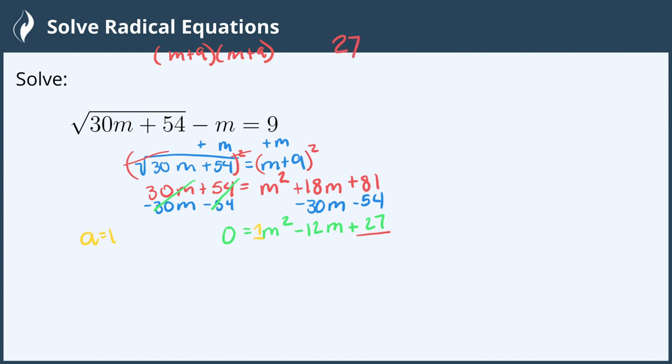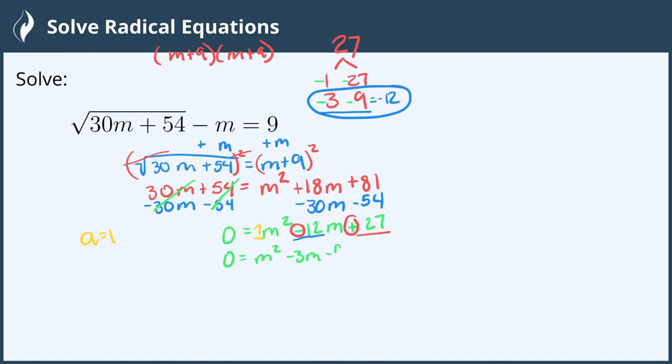So we'll go up here and do 27. It factors into 1 and 27 and 3 and 9. Then we look at our signs. This positive says that all of the factors will be the same sign, and this negative tells us what those signs are. So we can go ahead and fill this in, that all of these will be negative, and we want a pair that will give us the number negative 12. Negative 3 plus negative 9 is negative 12, so we'll use those two factors, and we'll replace our negative 12m, so we have 0 equals m squared minus 3m minus 9m plus 27.